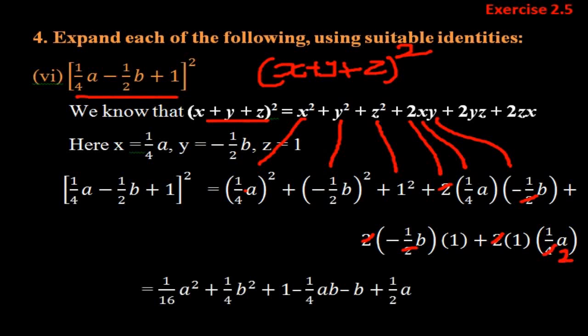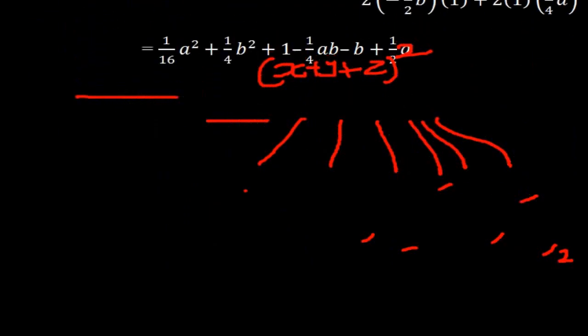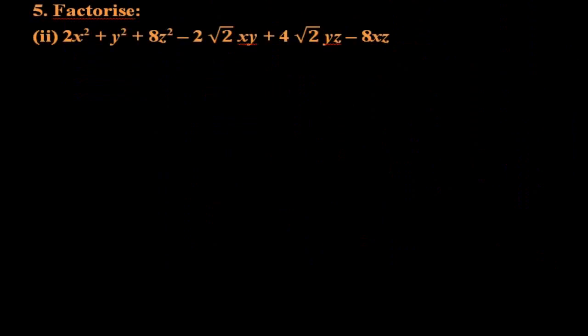Now let us move to problem number 5. Same, factorize. Here the expanded form is given, that is 2x square plus y square plus 8z square minus 2 root 2 xy plus 4 root 2 yz minus 8xz. Now we have to choose the identity. Which identity has to be applied here?